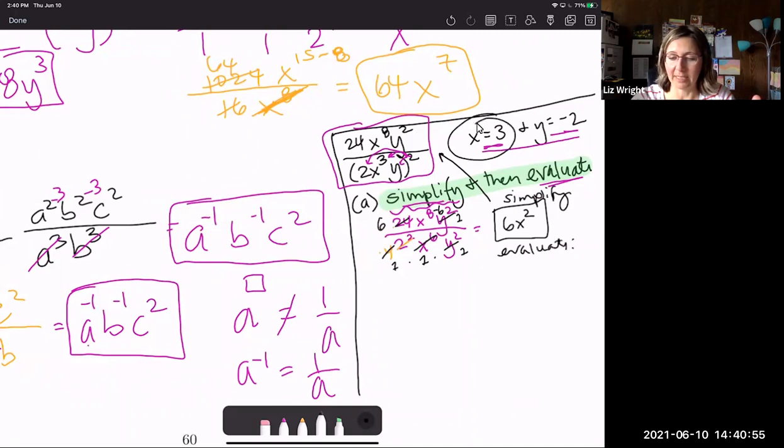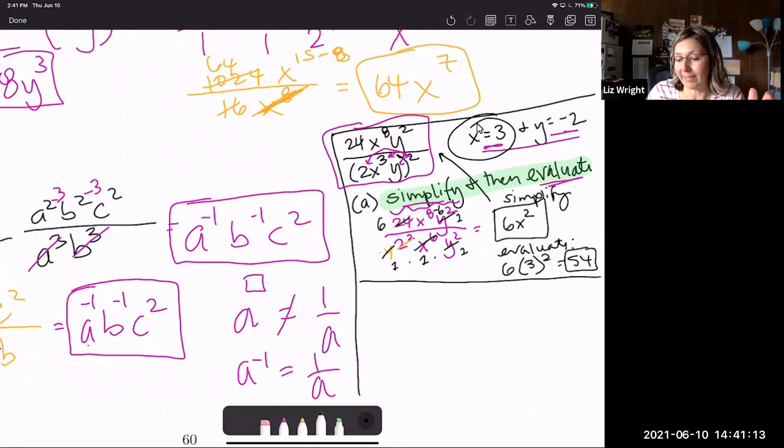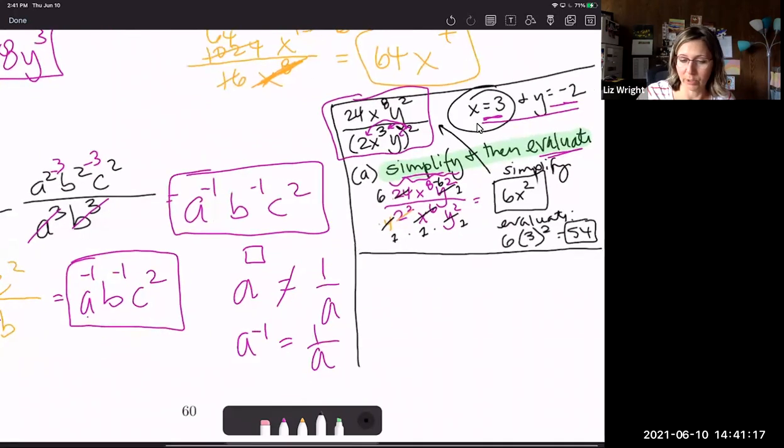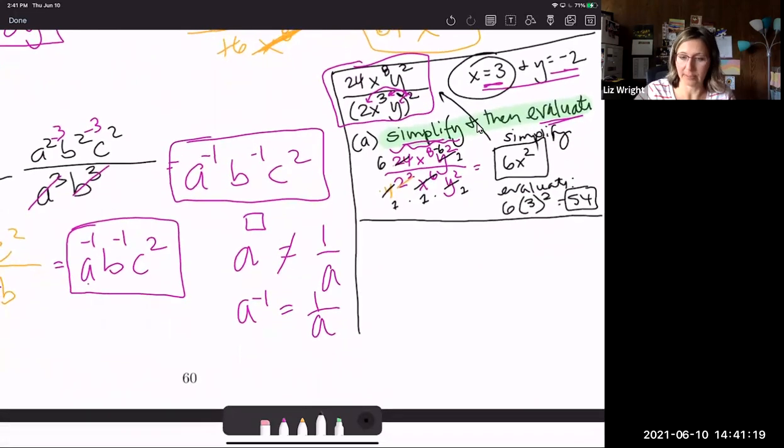So now I'm going to take this x equals 3 and plug it in. There is no y, so I have no y to plug in. So I'm going to do 6 times 3 squared. And that's going to give me 6 times 9, which is 54. And that's your answer. So now in part B, we should get the exact same answer, right? If we do everything right, we should get the exact same answer.